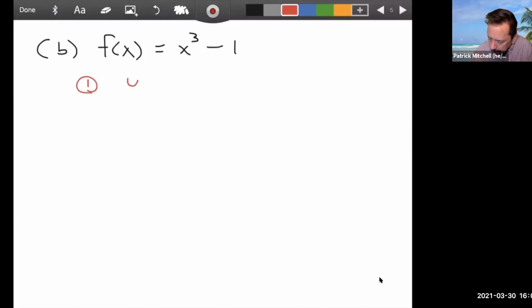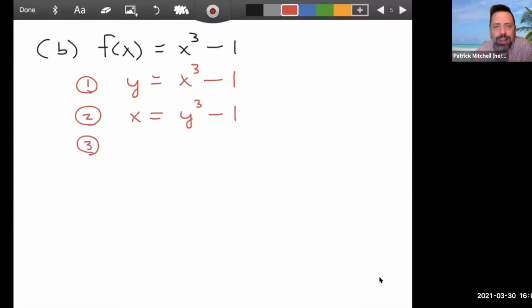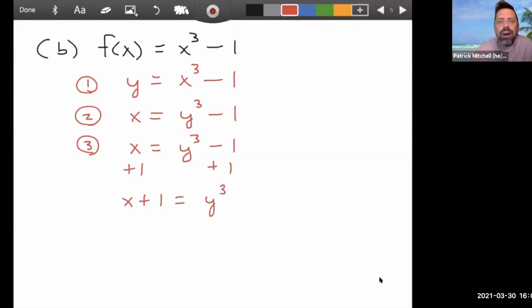Step 1, replace f of x with y. Step 2, interchange x and y. Step 3, solve for y. All right, so how are we going to solve this thing for y? Well, I guess we should start by adding 1 to both sides, which gives me x plus 1 equals y cubed. All right, so how do I make a y cubed into a y? Well, we can just take the cube root of both sides, right?